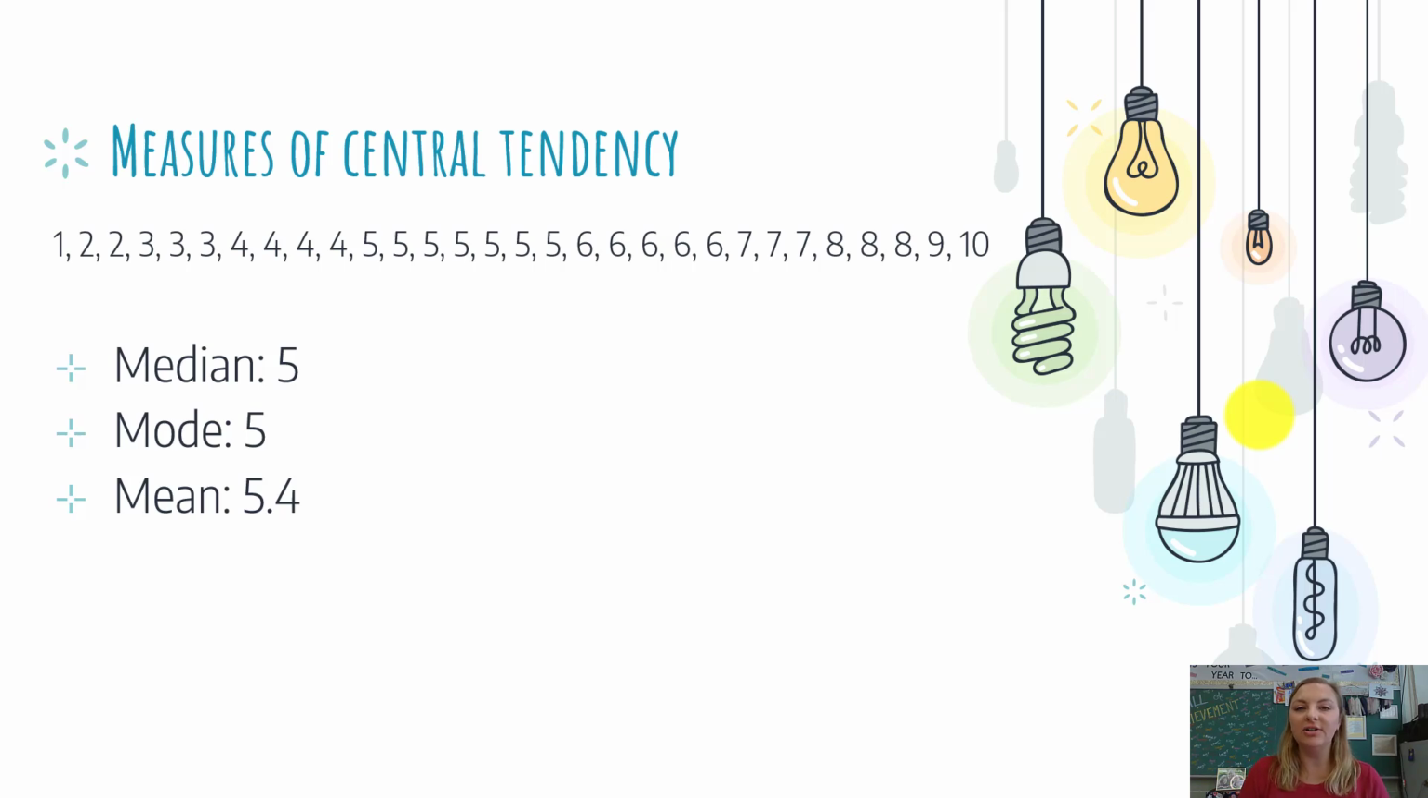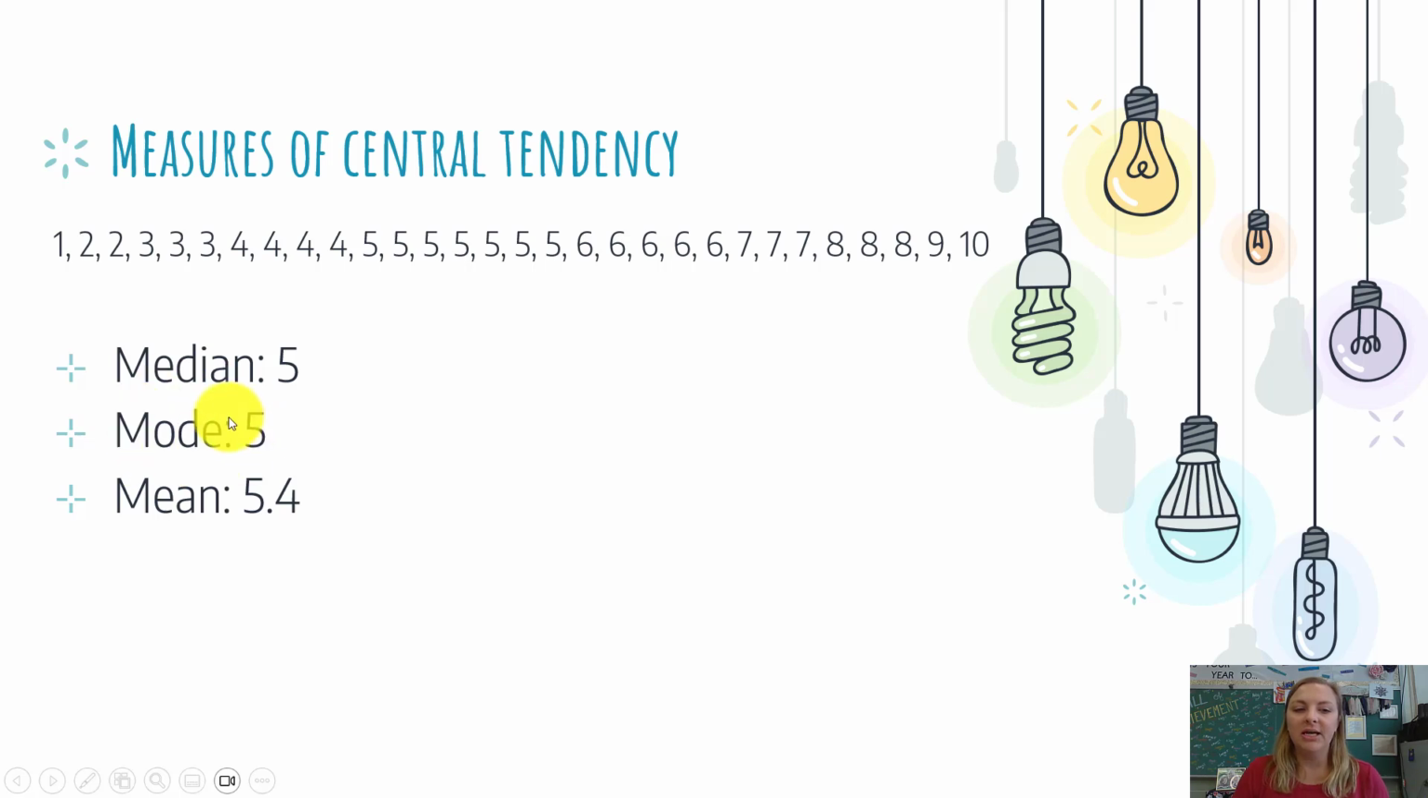Okay, so let's look at our data set now that I have put them in order and we found our measures of central tendency. You can see that our median is the number 5. We're going to start at the outsides of our data points and we're going to work our way in until we get our middle number, which is 5.